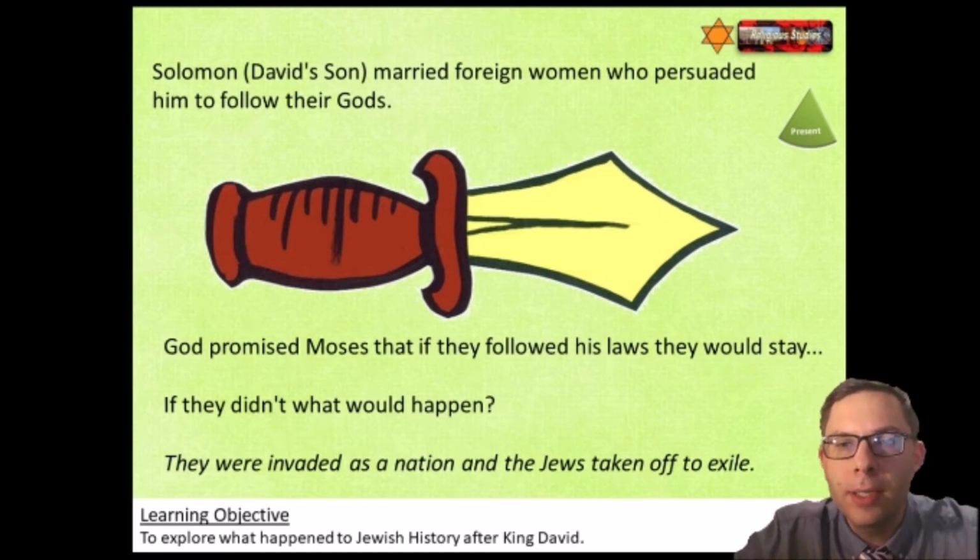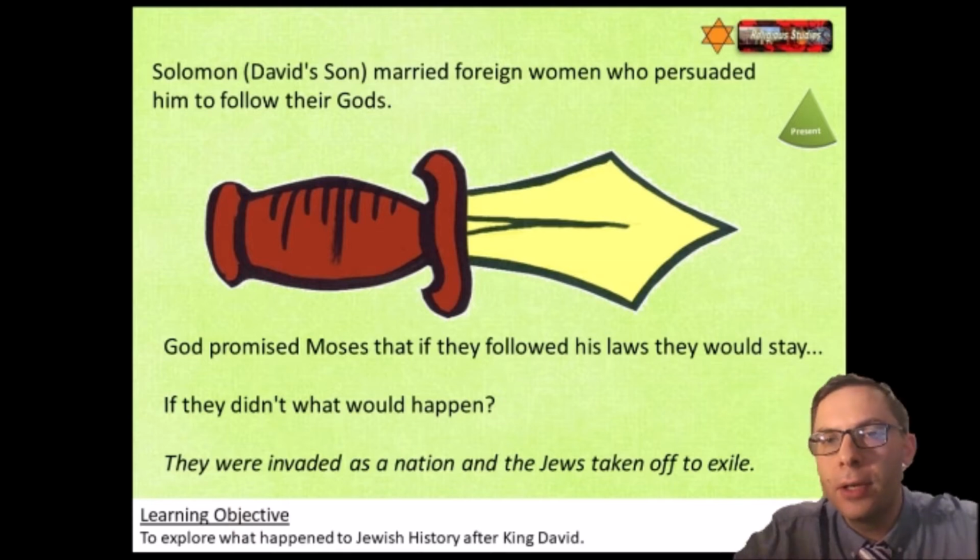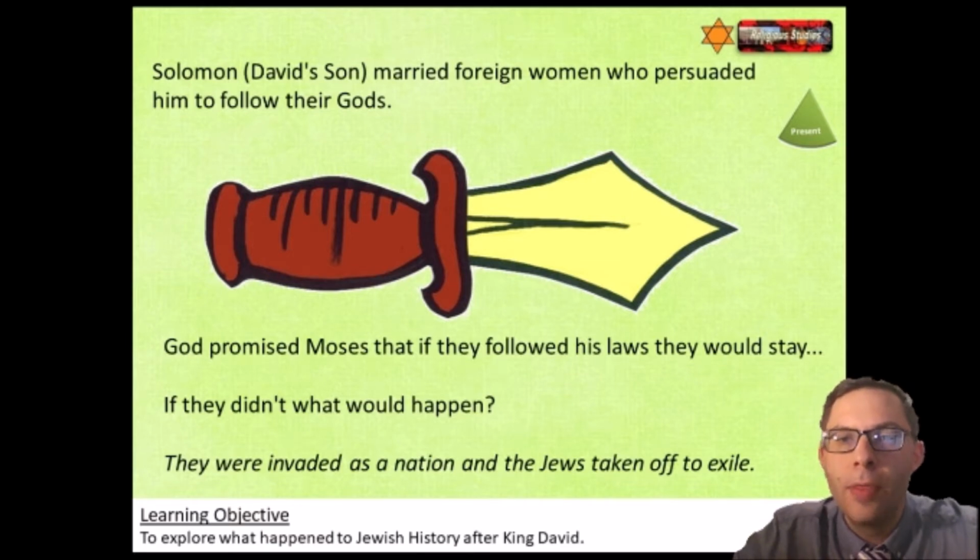So the Bible says that basically Solomon had over 300 wives and concubines. That's basically people that you do stuff to. And yeah, they were all foreigners. Now, again, big issue with that because Jews should only have married other Jews at that point. That was one of the laws. So the promise that was given to Moses was that if people would follow God's laws, they would stay in the land. And if they didn't, they would be taken off to exile. And that is exactly what happened.